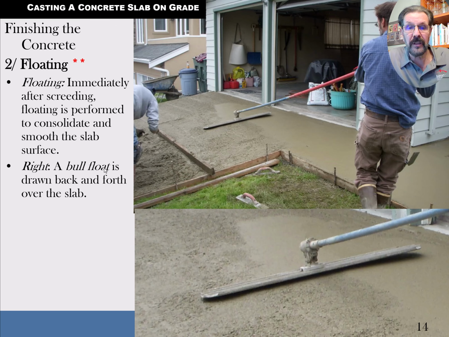Here they're floating the concrete with a bow float. The most common way that we float concrete is with a bow float. It's about 4 feet wide. Typically, there are some that are 42 inches. Most of them are 48 inches wide.